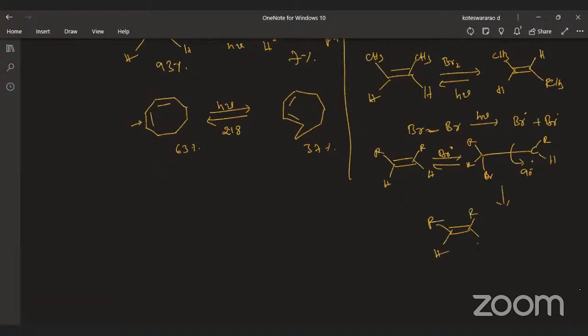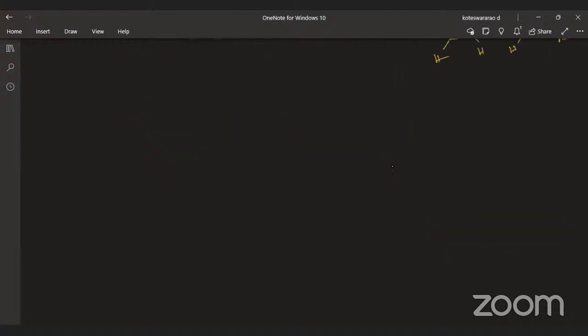The ratio of these products always depends on the wavelength, the energy of the light involved in that reaction. The wavelength of light we apply on the reaction will influence the percentage of the products. This is called cis-trans isomerization of olefins. Next, coming to the second reaction, cyclic additions.